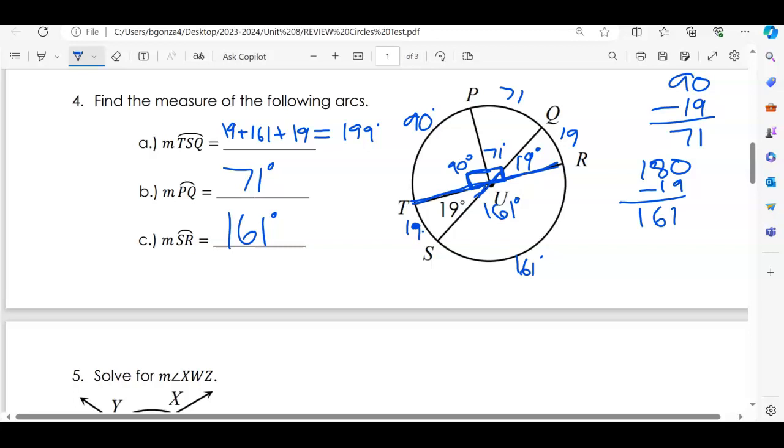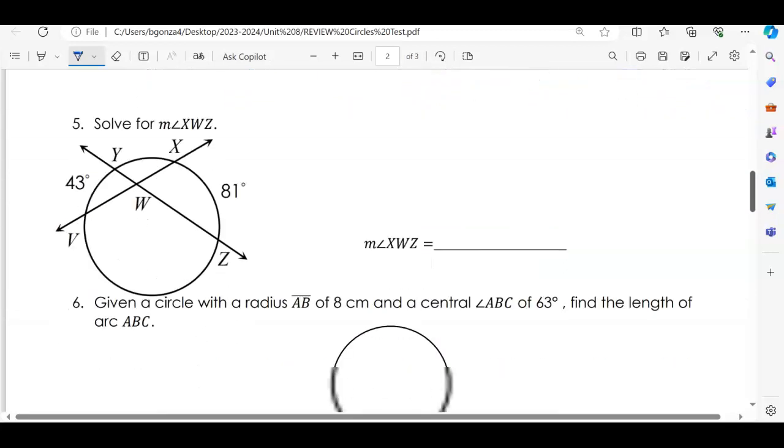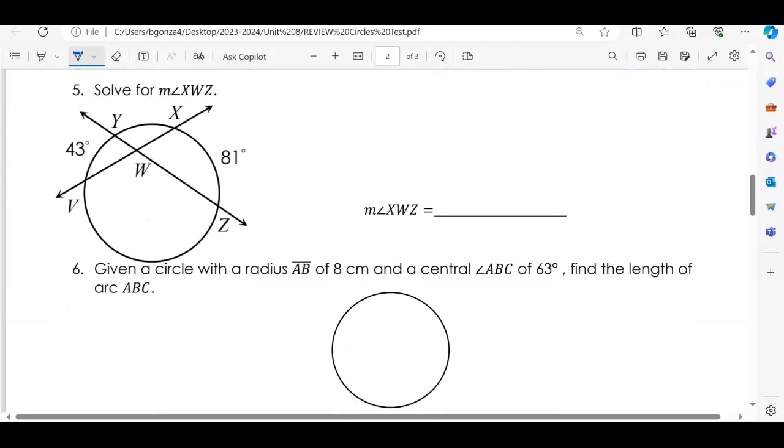All right, number 5. Solve for XWZ. XWZ right here. So let's go ahead and put an X there.